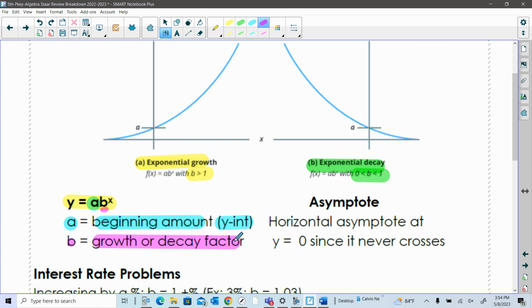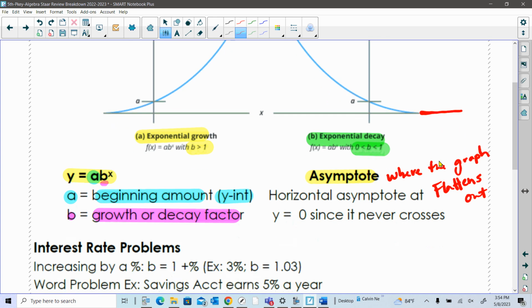Now another part you have to know is your horizontal asymptote. Your asymptote is basically where the graph starts to flatten out. It flattens out, but it never crosses. Where the graph turns, where it flattens out.